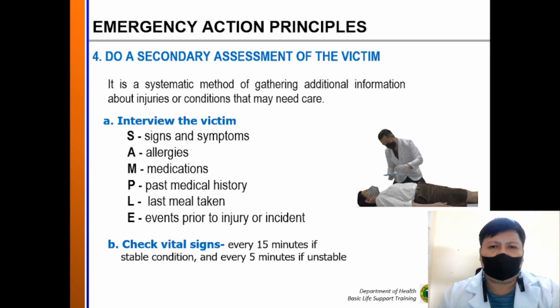Number 4, do secondary assessment of the victim. It is a systematic method of gathering additional information about the injuries or conditions that may need care. We have to interview the victim. We have an acronym, SAMPLE. S for signs and symptoms, A for allergy, M for medication, P for past medical history, L for last meal taken, E for events prior to injury or incident. Then we check the vital signs every 15 minutes if stable, every 5 minutes if unstable.